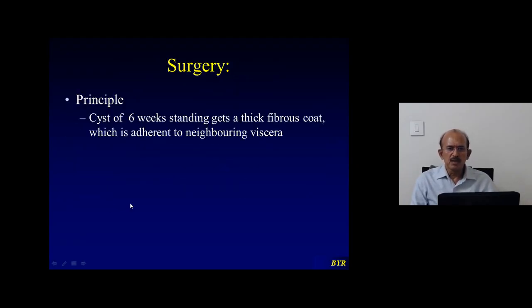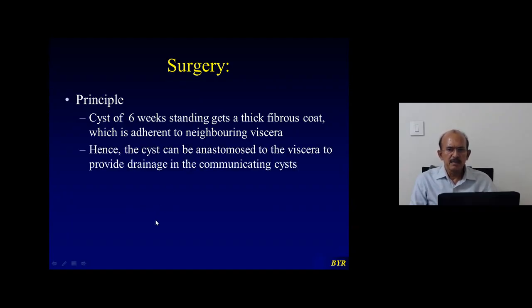Surgery. The principle of surgery is that cysts of more than 6 weeks standing get a thick fibrous coat. And this fibrous coat, because of chronic inflammatory action, will be adherent to the neighboring viscera. Hence, the cyst can be anastomosed to the viscera to provide drainage in the communicating cyst. So already I told you, during CT scan, you evaluate the thickness of the wall of the cyst, and that will help you to plan the surgery.